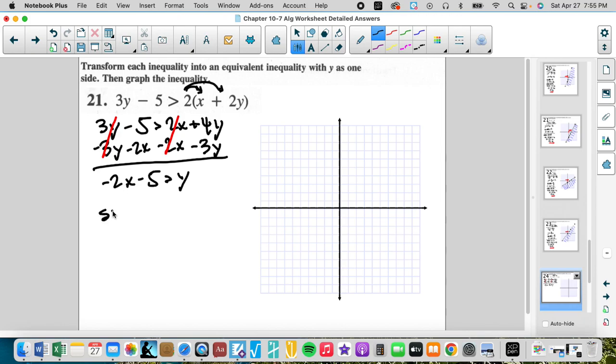So my slope equals negative 2. My y-intercept equals negative 5. It was less than, technically, so it's not equal to, so I'm going to have an open circle on negative 5. 1, 2, 3, 4, 5. Open circle. I'm going to go down 2, right 1, down 2, right 1. I'm going to do a dotted line.